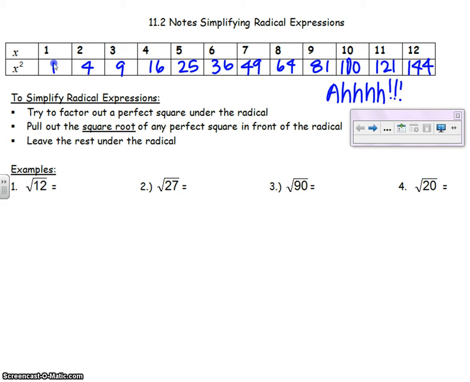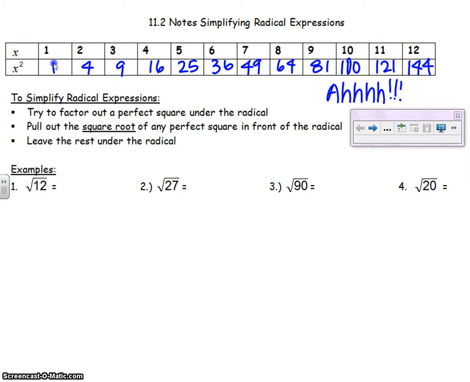So what we're going to be doing today is simplifying radical expressions. Last chapter, we would actually type into our calculator the square root of 12, and we would get whatever that was. However, that's an approximation since we have to round that irrational number. So we're going to go ahead and show you how to simplify radical expressions.